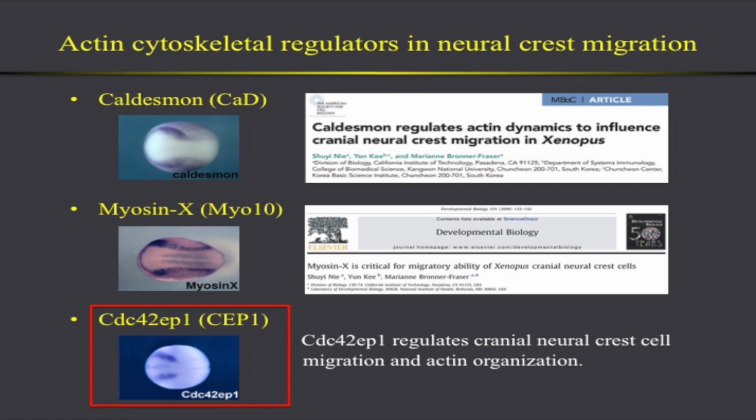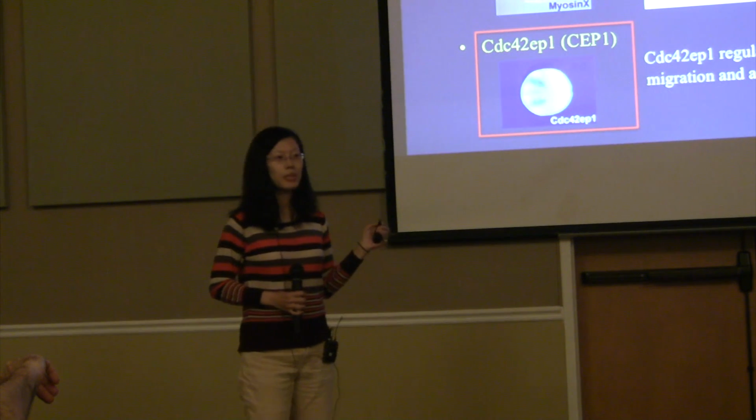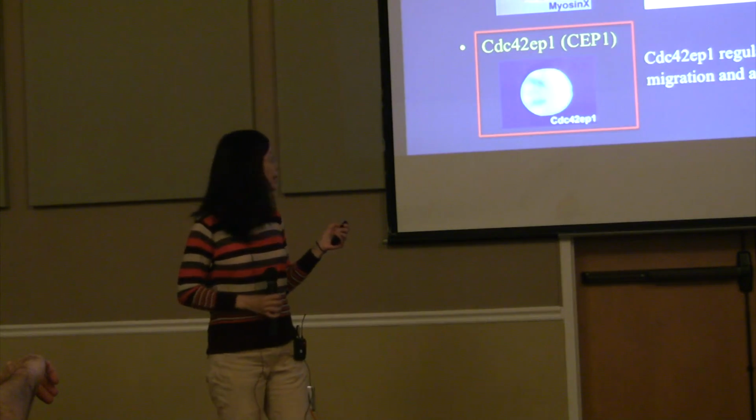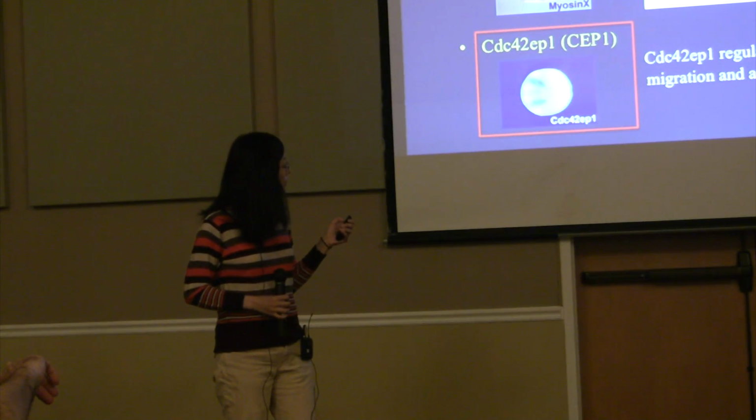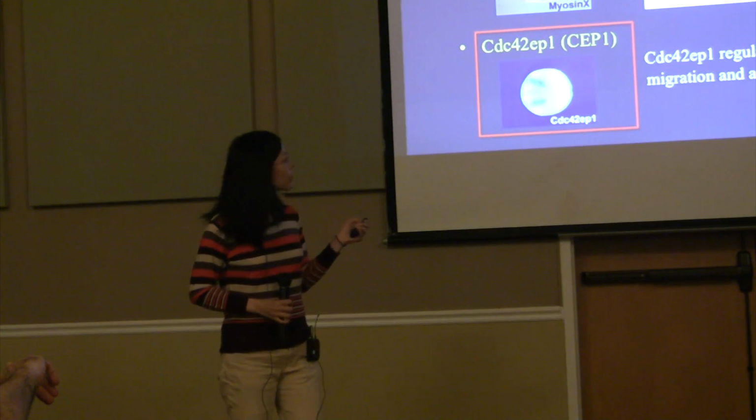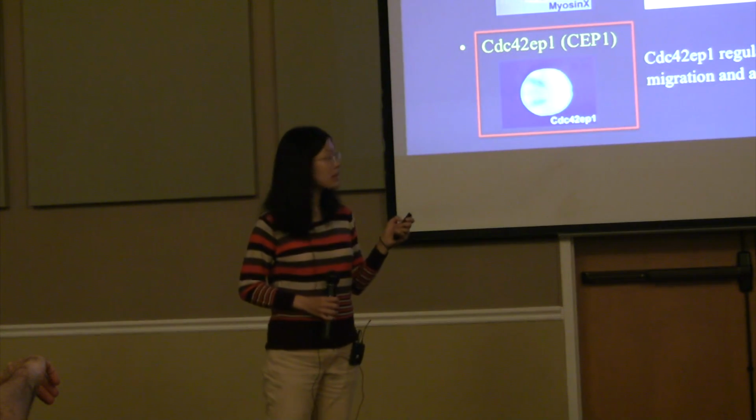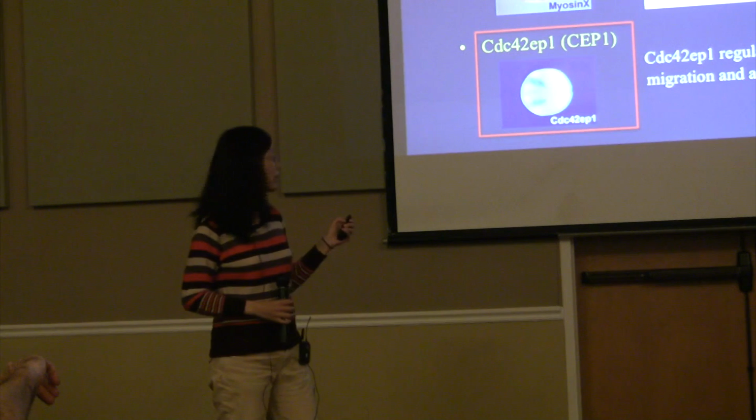There's a family of CEPs, and they were identified through a yeast two-hybrid system using the TC10 GTPase as bait. They all contain a CRIB domain, which is called a Cdc42 or Rac interactive binding domain, suggesting that they can potentially bind to Cdc42 or Rac. There are a total of 4 CEPs in Xenopus embryos. So I first looked at their expression.